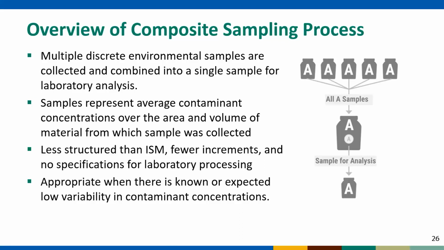Composite sampling is less structured than ISM. It requires collecting far fewer sample increments than ISM, and it doesn't involve the same rigorous subsampling and processing by the lab as ISM. Because of that, it tends to offer less control for some of those sampling errors that we discussed earlier in the presentation. Given these limitations, composite sampling is most appropriate when there is known or expected to be low variability in contaminant concentrations across an exposure unit.